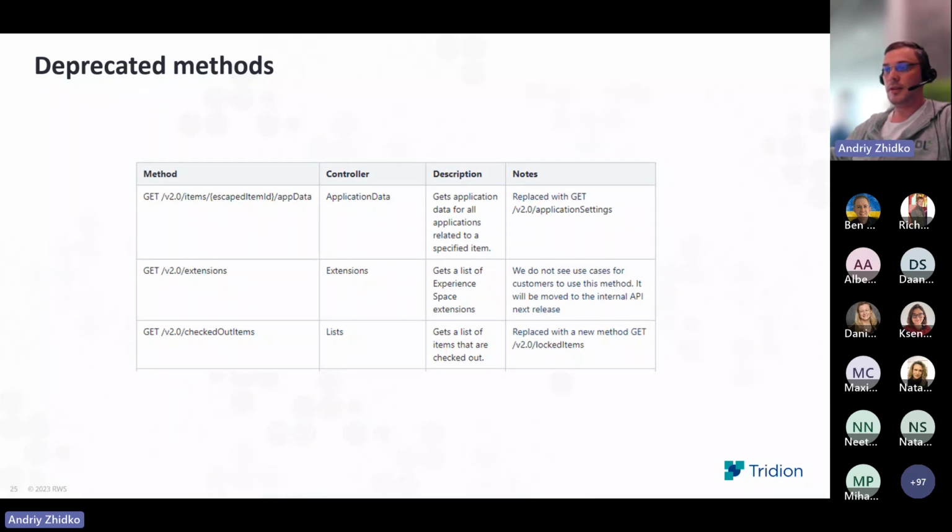The extensions method is used by the experience-based extensibility feature to get a list of extensions, and we don't see use cases for customers to use that method, and that's why it will be moved to the internal API, as I call it, backend for frontend, in the next release. And as I already said, checkout item list is replaced with locked items, which provides the possibility to get a list of versioned and organizational items.